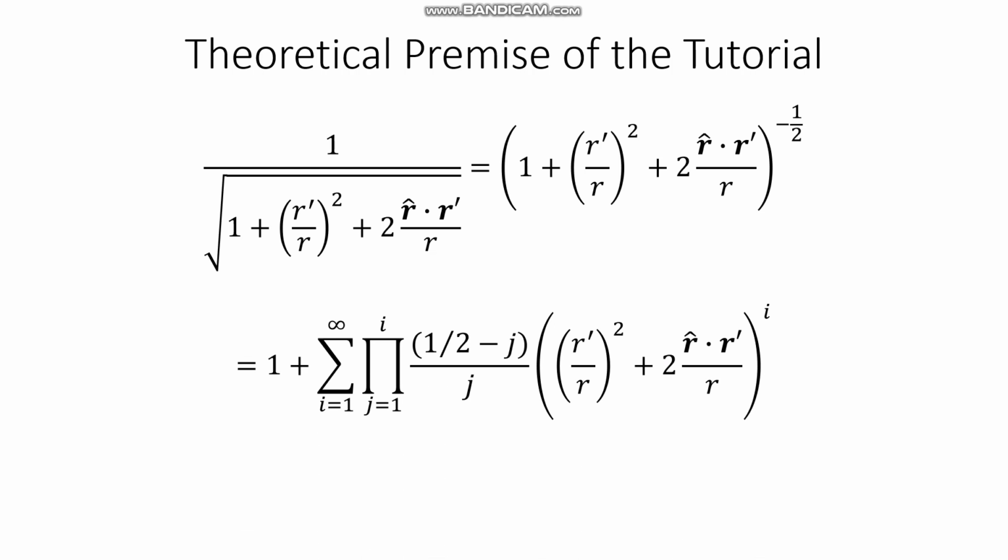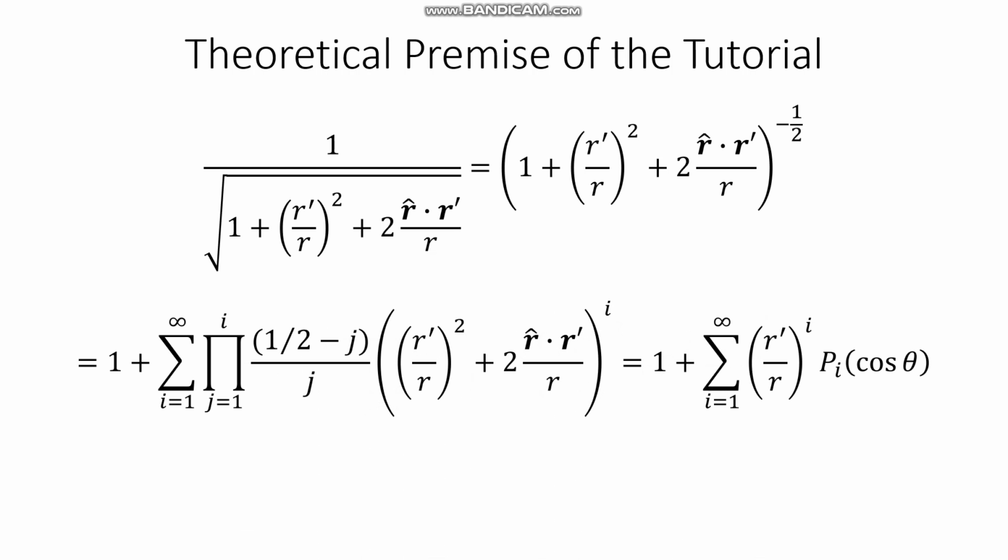r prime and r hat together give me the cos theta term, which is r prime cos theta. Now if you expand this series, with a little bit of manipulation, you find that you end up with something like this: the sum of r prime over r to the power i times P_i of cos theta, where P_i is the Legendre polynomial of the ith order, and in place of x, you are using cos theta as the variable.